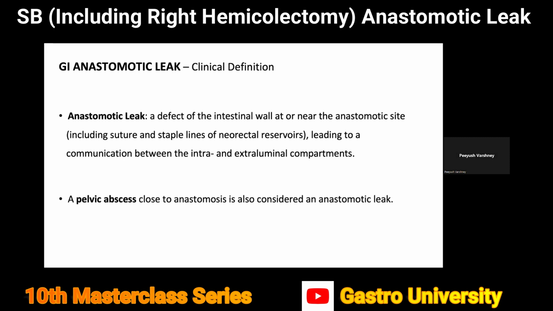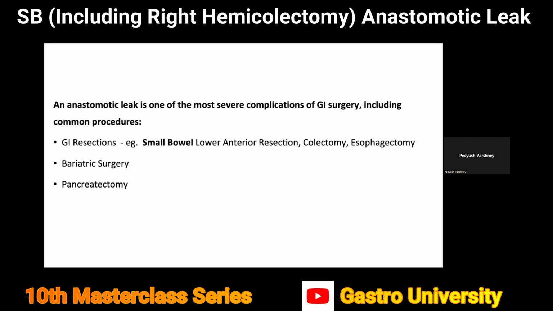To define what is an anastomotic leak, it is a defect in the intestinal wall at or near the anastomotic site, including suture or staple lines of any neo-reservoir, leading to a communication between intra and extraluminal compartments. Any abscess that is close to the anastomosis is also considered an anastomotic leak. So it can be after any surgeries. I'll be particularly dealing with the small bowel anastomotic leak.